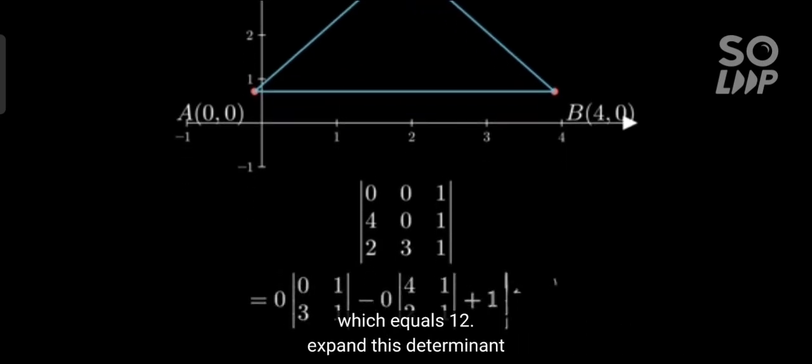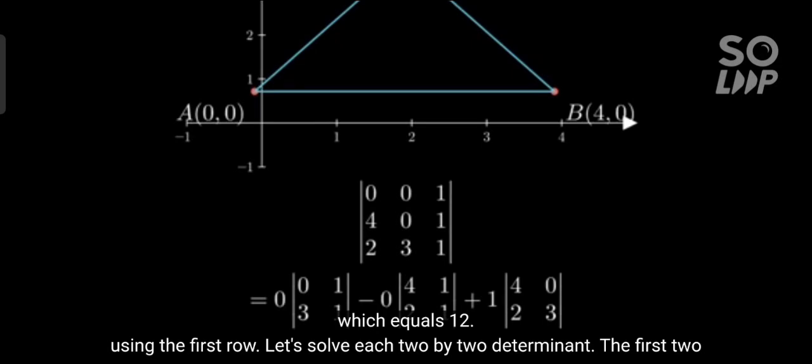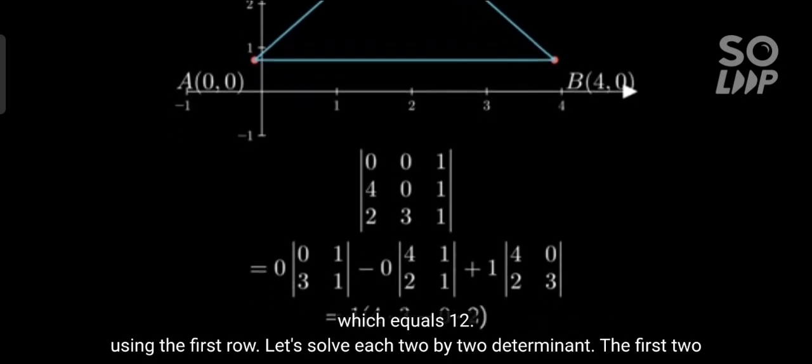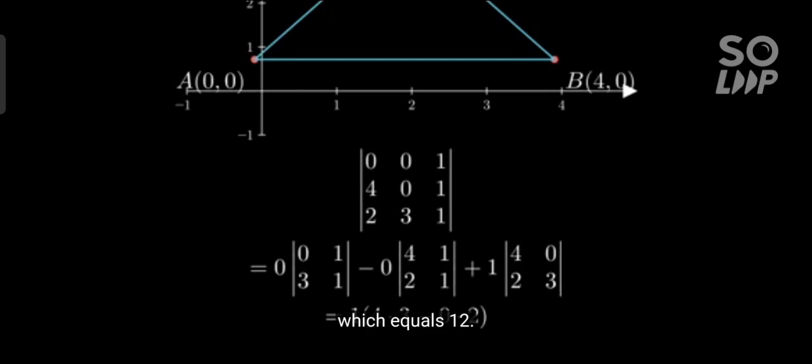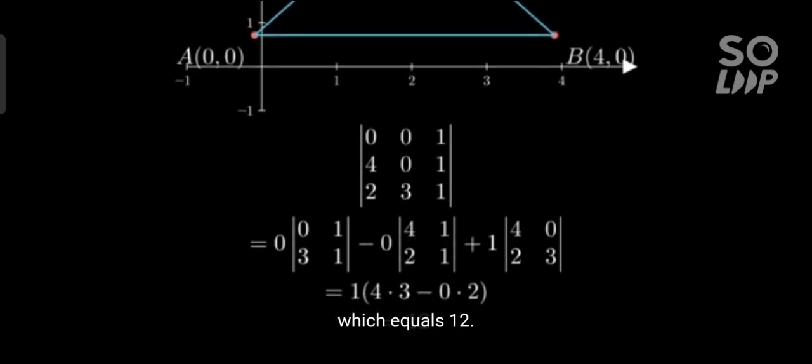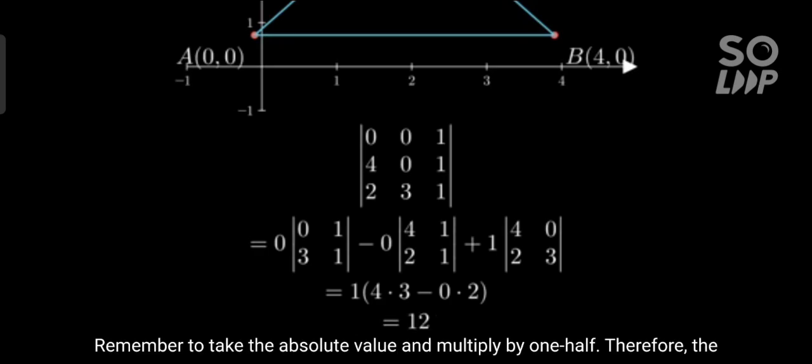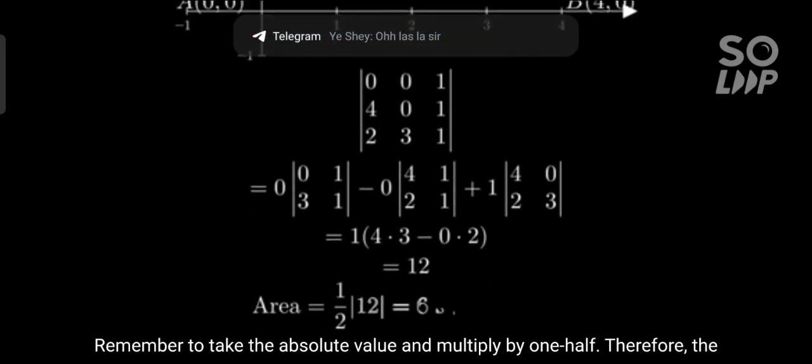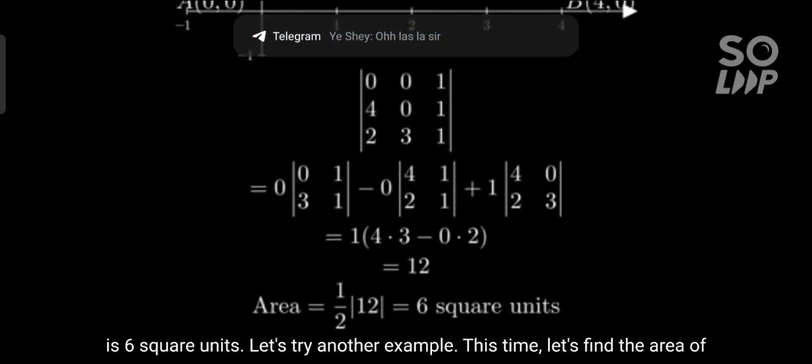Now we can expand this determinant using the first row. Let's solve each 2 by 2 determinant. The first 2 terms are 0, so we only need to calculate the last determinant. That's 4 times 3 minus 0 times 2, which equals 12. Remember to take the absolute value and multiply by 1/2. Therefore, the area of our triangle is 6 square units.